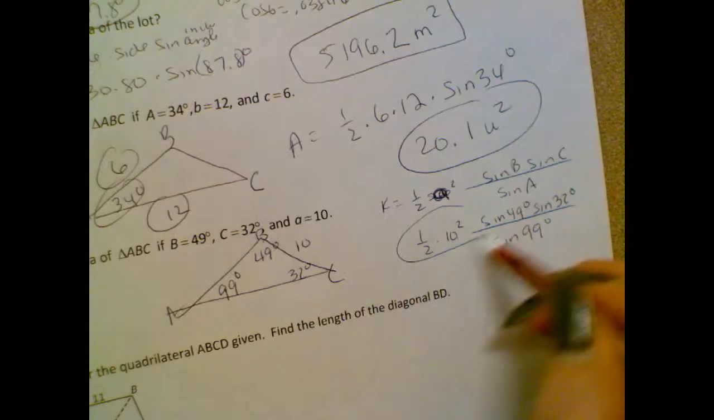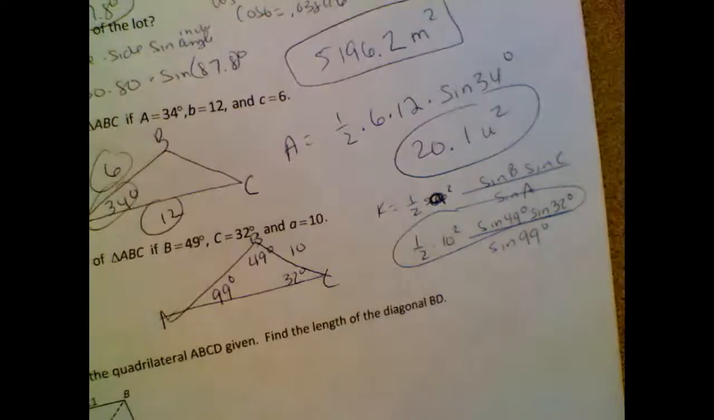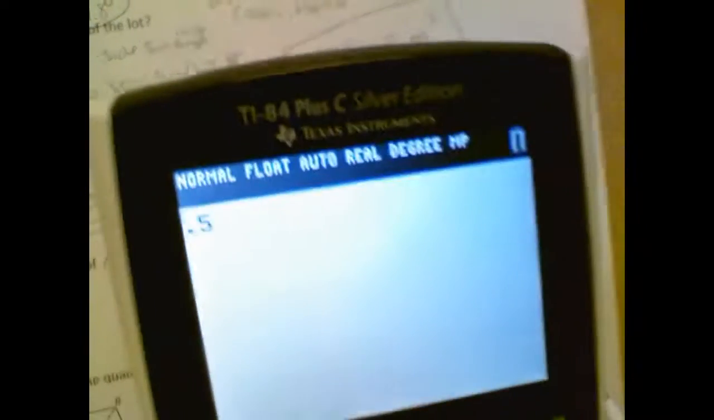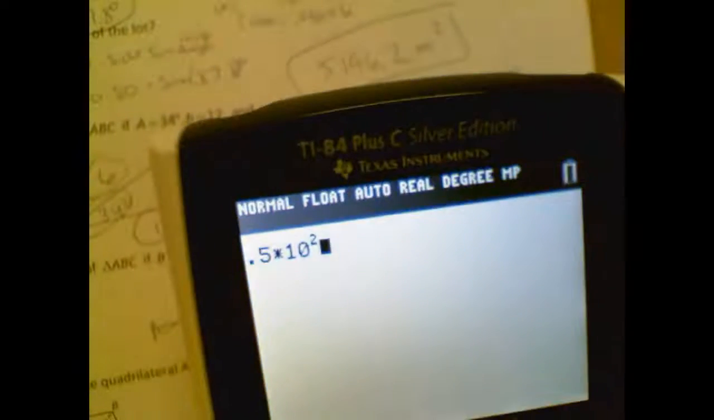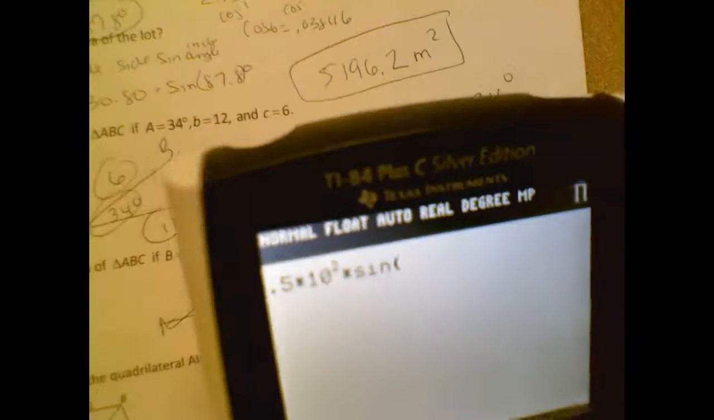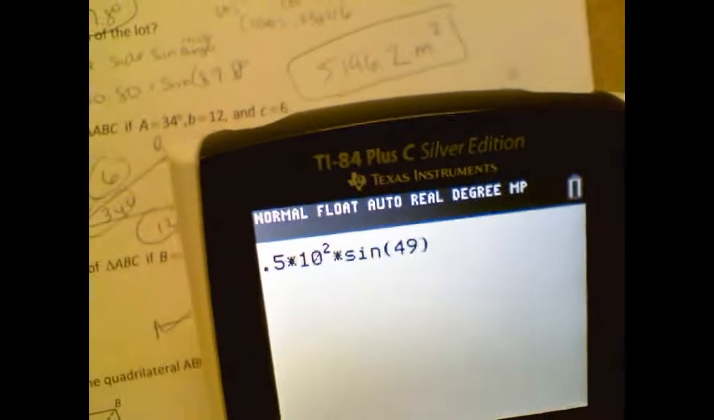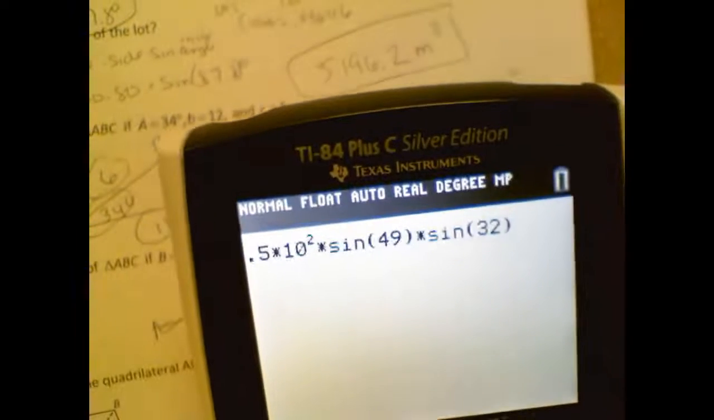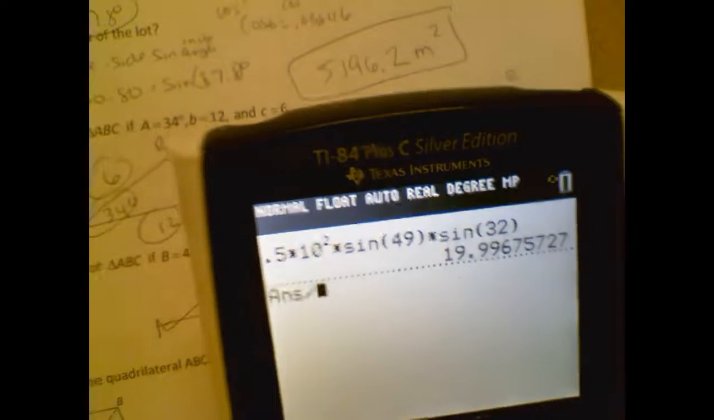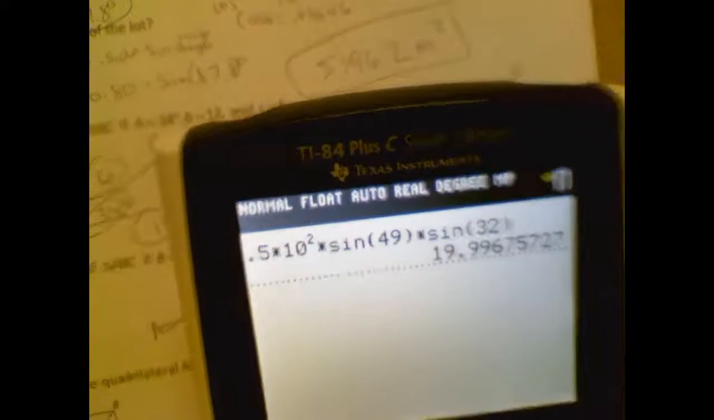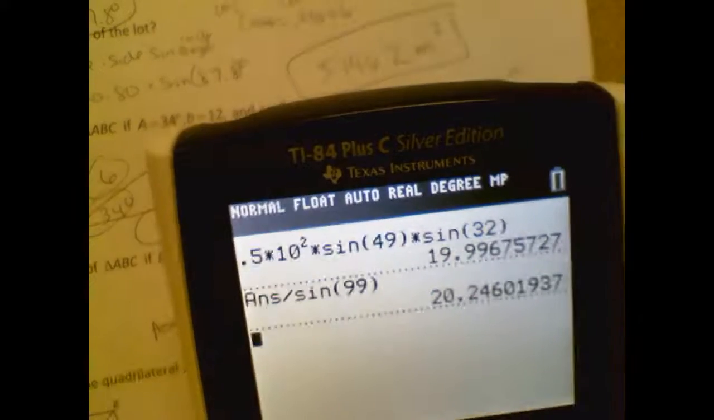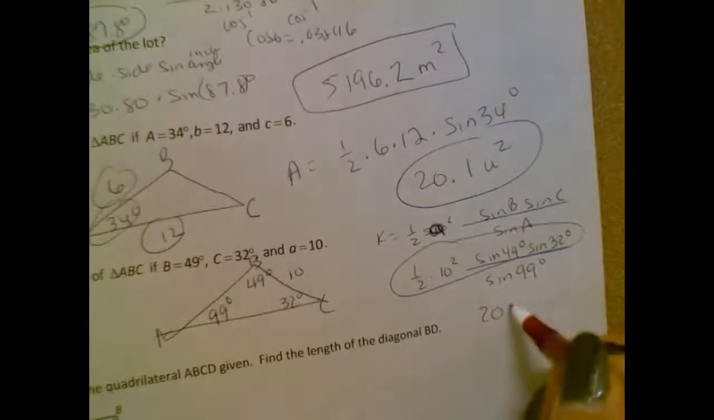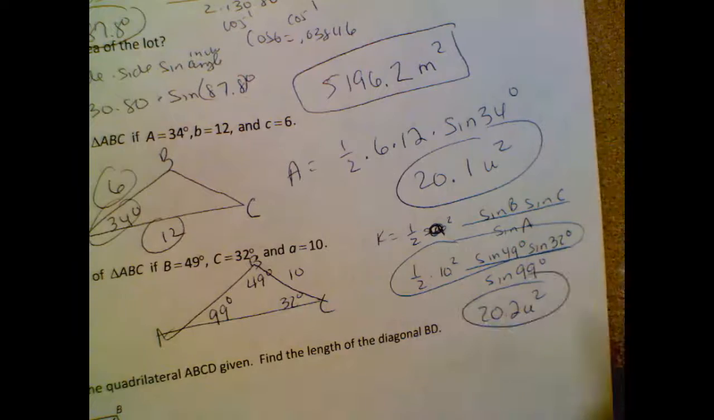Now when you punch this in the calculator, I punch all the top part in first. So we're going to do 0.5 times 10 squared times sine of one angle, which is 49, close your parentheses, times sine of the other angle, which is 32, close your parentheses, and press equals, and then press divided by sine of 99. 20.2 is the area. We're going to write units squared.